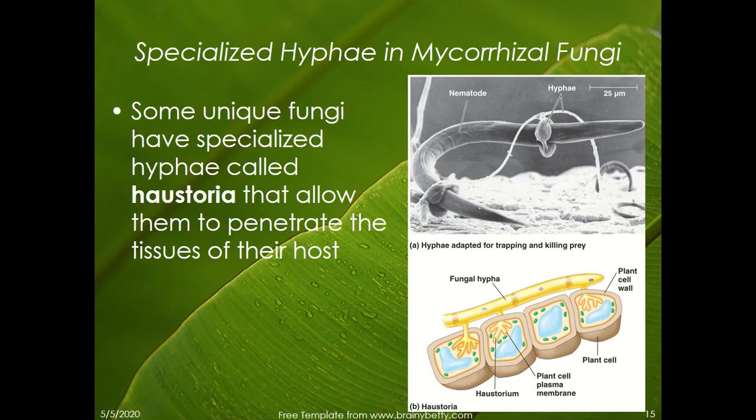Some hyphae are very special, such as the hyphae in mycorrhizal fungi. This hyphae is called haustoria, which allows them to penetrate the tissue of the host. As you can see here, this is an example of septate hyphae because you can see the wall that divides each compartment, and then this hypha extends to form a haustoria that can penetrate the cells of the organism.